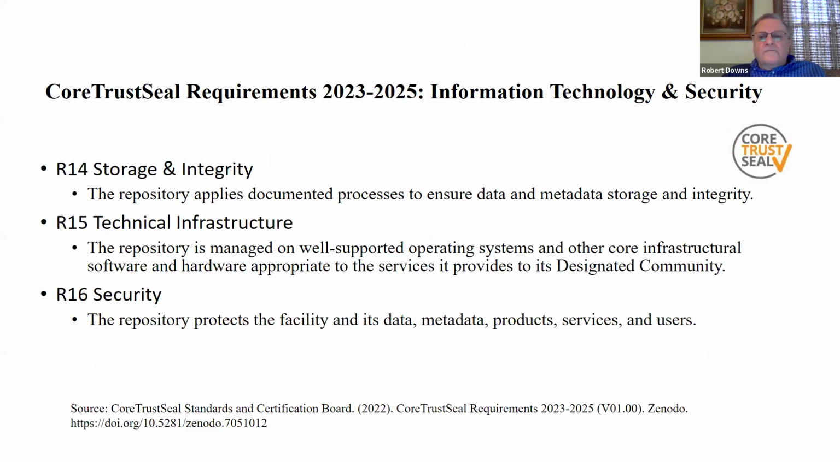Finally, the information technology and security section involves 3 requirements. R14 is dealing with storage integrity. You're showing how your data is stored, where you store it, how the processes for storage are documented, and it's both for data and metadata. And then R15 is referring to the technical infrastructure that is used so that you can describe your operating systems and how they're supported, and any infrastructural software that's being used, as well as hardware. If you're using services that are provided by others, those should be described under the technical infrastructure, and how you enable access through those services to your designated community.